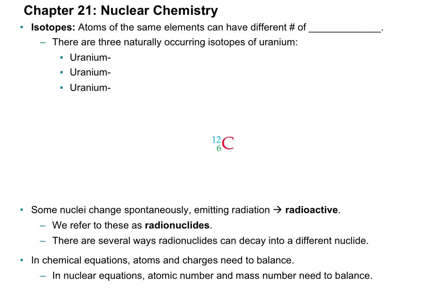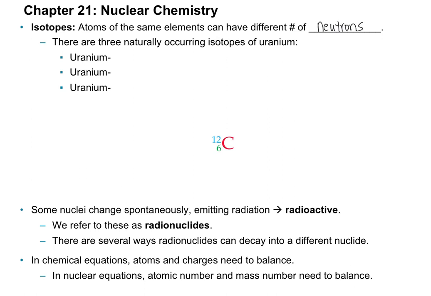We are starting our very last chapter of the year. Yay! It's coming full circle. When you started chemistry, you started talking about isotopes. And remember, those are the atoms where we have the same element, so the same number of protons, but they have a different number of neutrons.